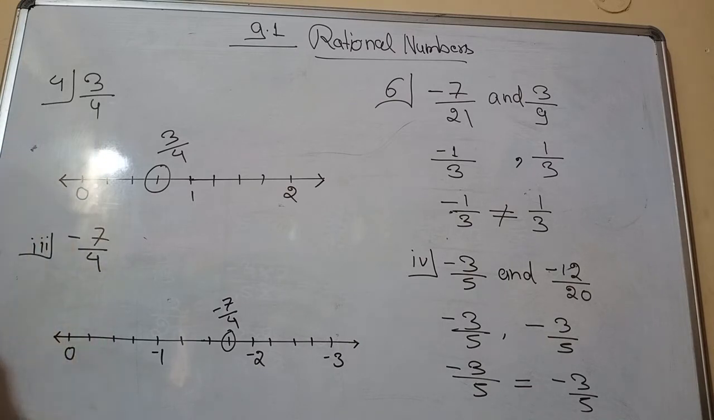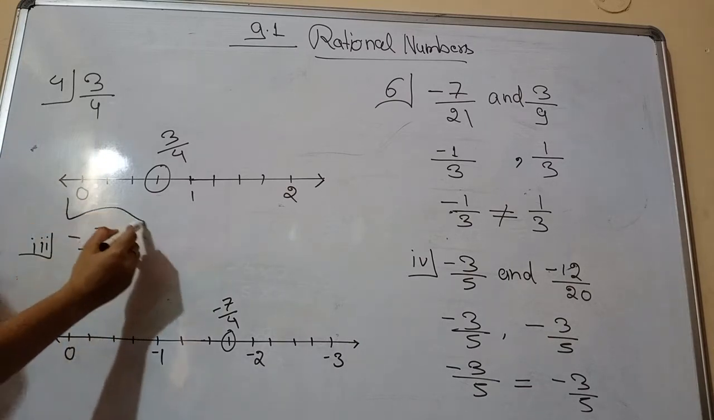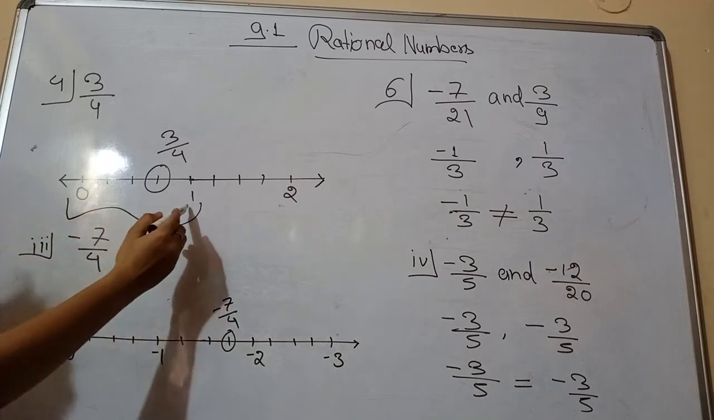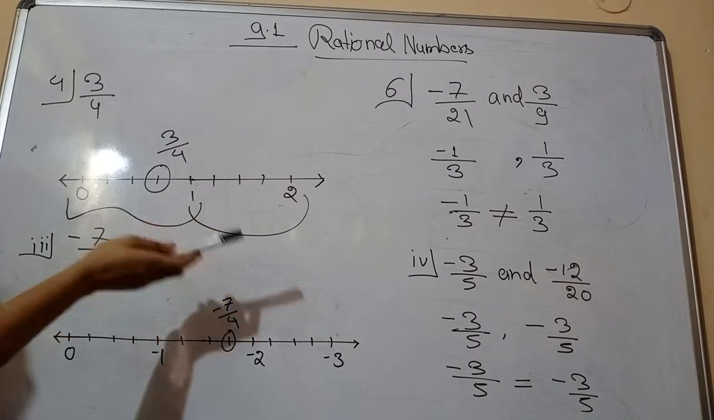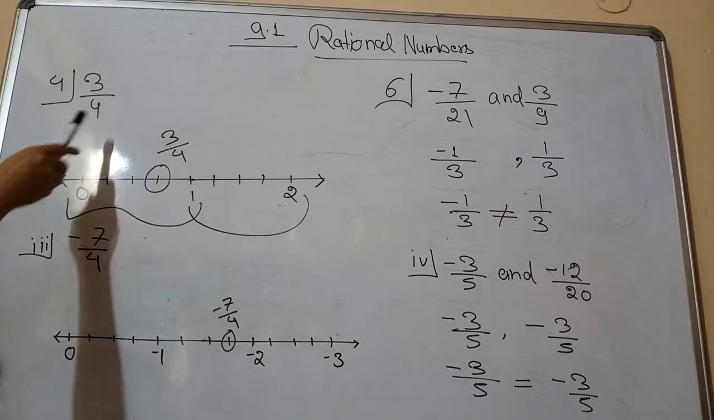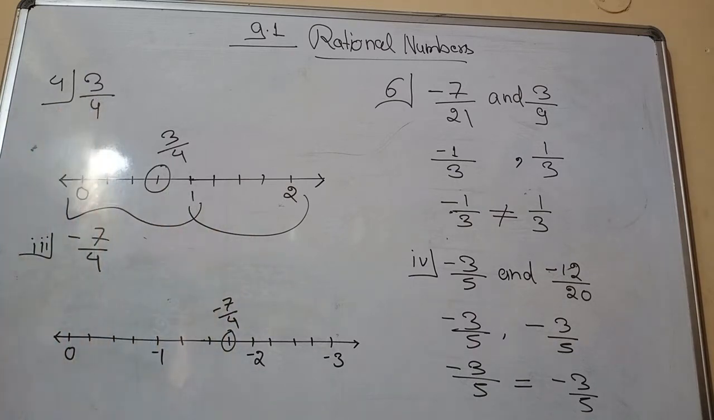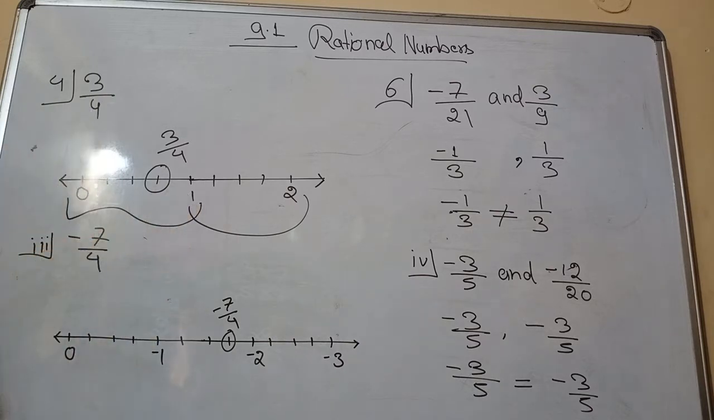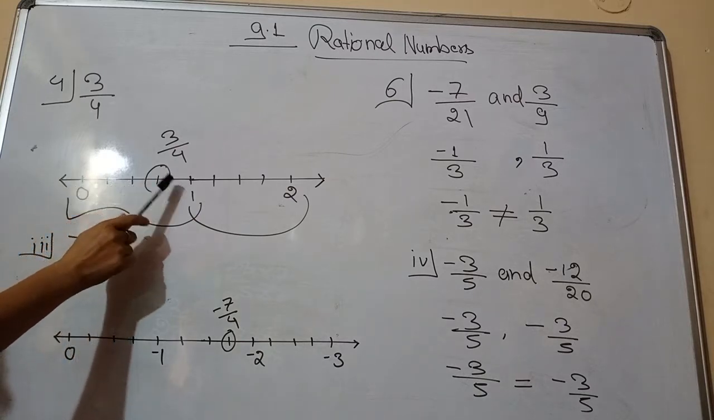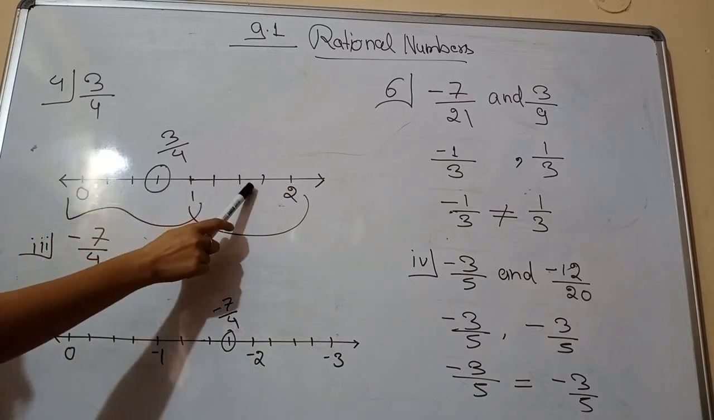That is 4. So each major part, see 0 to 1, this is called a major part. 1 to 2, again this is called a major part. Each major part has to be divided into minor parts. Now how many minor parts? The number which is equal to the denominator. So what is the denominator? That is 4. So each major part has to be divided into 4 minor parts. So see 1, 2, 3 and 4. Now this one also 1, 2, 3 and 4.